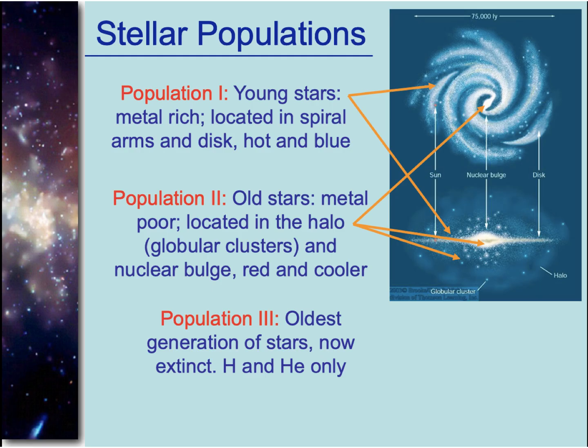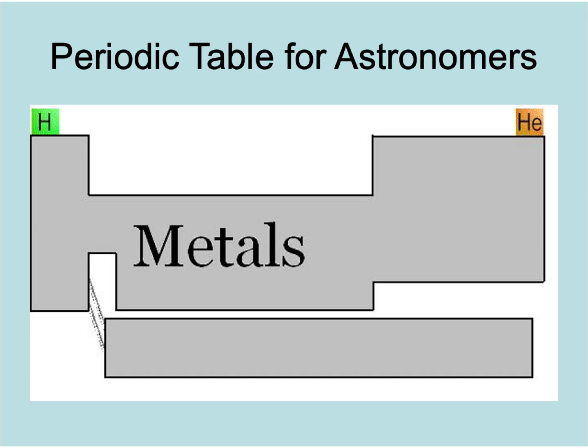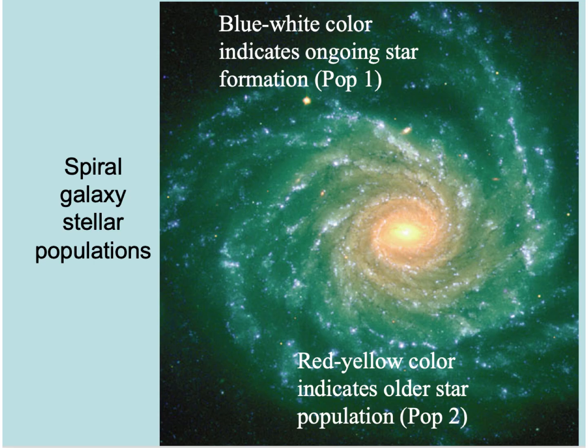Population 1 or Pop1 stars are much younger than their Pop2 cousins. They are located mostly in the spiral arms and in the galactic disk. They burn, on average, much hotter and bluer than the Pop2 stars. Our Sun is a population 1 star. Though there are many nonmetals and metalloids on the periodic table, astronomers have a more simplistic way of viewing the table. As almost all normal matter in the universe is hydrogen and helium, astronomers refer to all the heavier elements collectively as metals.